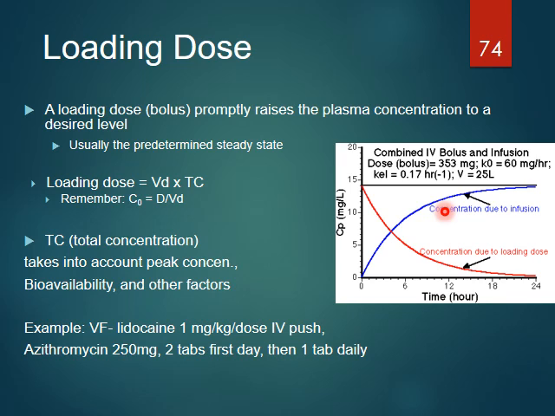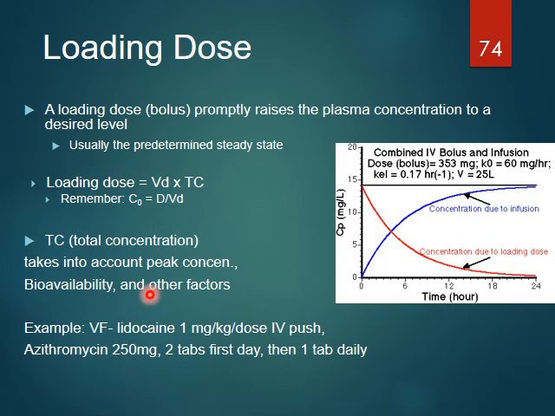And so the way we can figure out what our loading dose is going to be is based on the volume of distribution of the drug and also the total concentration that we want to reach. Again, remembering that C0, or that initial concentration, is equal to dose over VD. We can look at some different factors there. So again, total concentration is going to be taking into account peak concentrations. It's going to look at things like bioavailability and other factors.